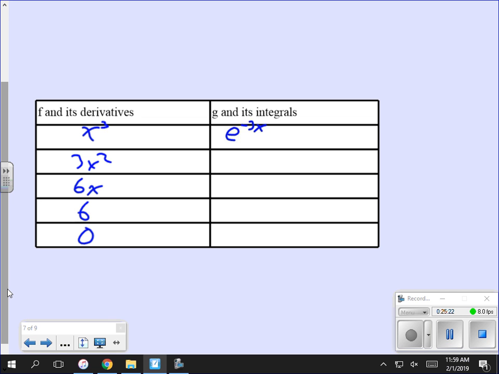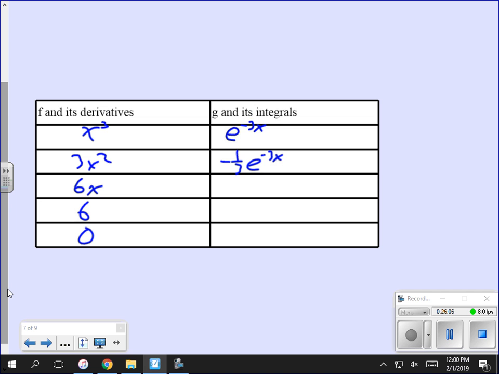So I take the antiderivative of e to the negative 3x. Well, that would be negative 1/3 e to the negative 3x. You see where the negative 1/3 e to the negative 3x came from. Because when I take the derivative of e to some function, it's e to that function times the derivative of that function. So the derivative of e to the negative 3x would be e to the negative 3x times negative 3. I don't have a negative 3 up here on top, so I have to have a negative 1/3 to get rid of it.